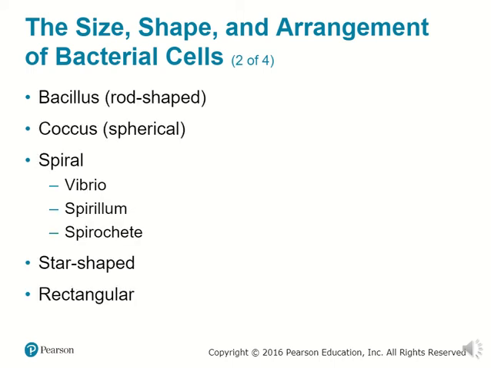Now, getting into some of the shapes, the more common ones are rod-shaped bacteria like Bacillus, spherical-shaped bacteria like Coccus. There's also spiral-shaped bacteria like Vibrio, Spirillum or Spirochete. There are star-shaped bacteria, and there are also those that are rectangular.